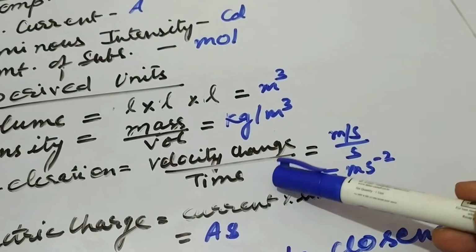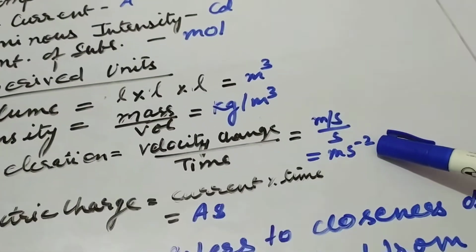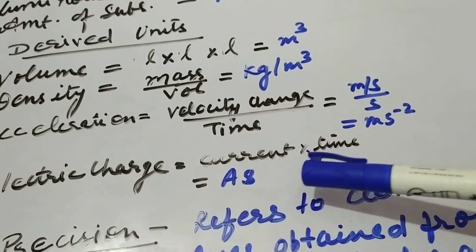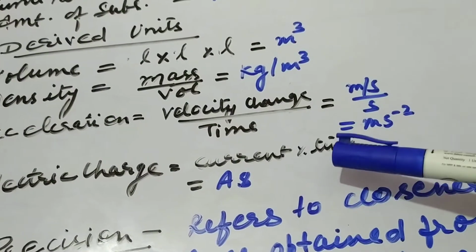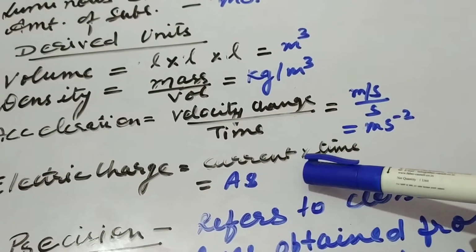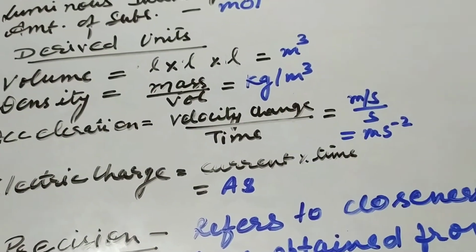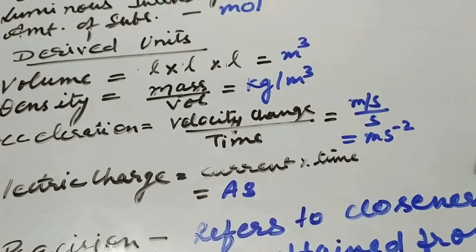Acceleration is velocity change in time, so the unit will be meter per second square. And electric charge is current into time. Current unit is ampere in SI unit, and time is second, so ampere second will be the derived unit. In this way we can find out the derived units of any known quantity.